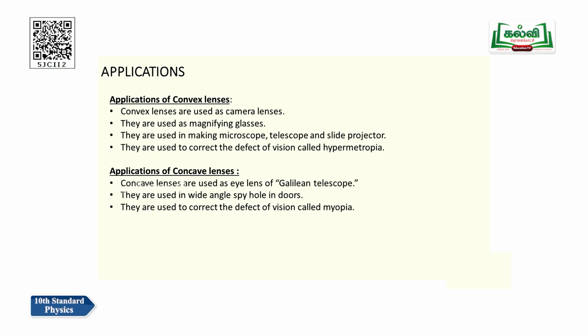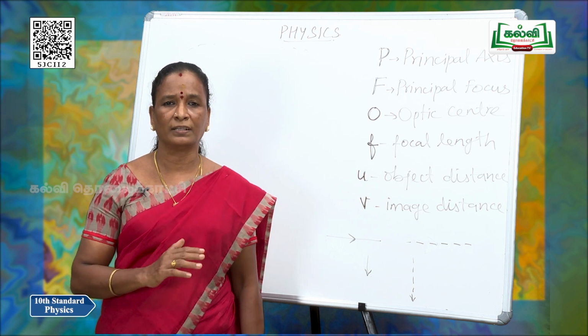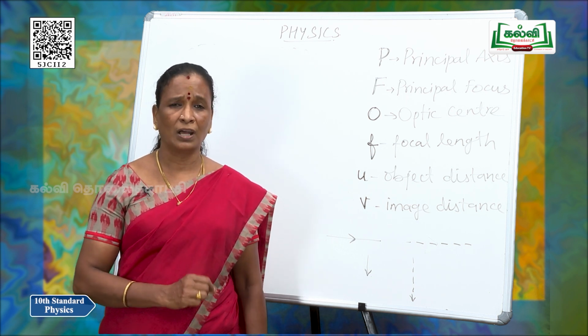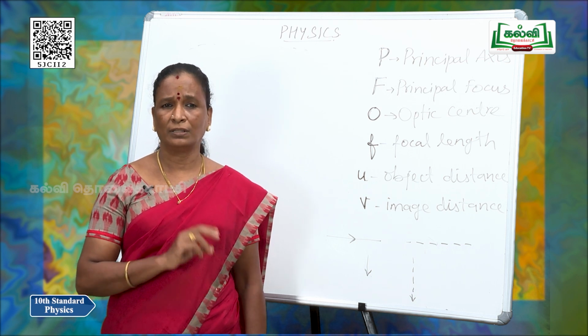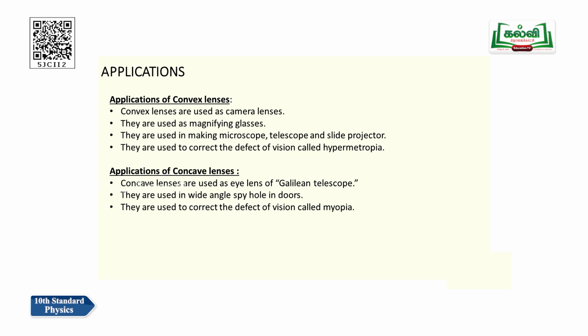Okay. So, convex lenses are used as camera lenses. Camera lens என்றவுடன் உங்களுக்கு ஞாபகத்தில் ஒரு கேமரா எங்கெல்லாம் இருக்குது, எதுலலாம் இருக்கும். Even we are having a camera in our mobile phone. So, the convex lenses are used as camera lenses. They are used as magnifying glasses.